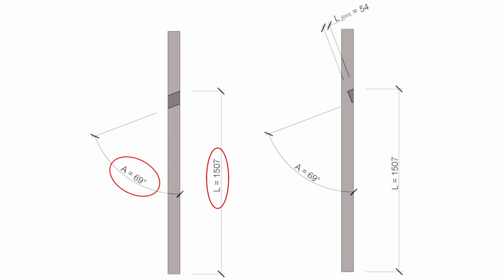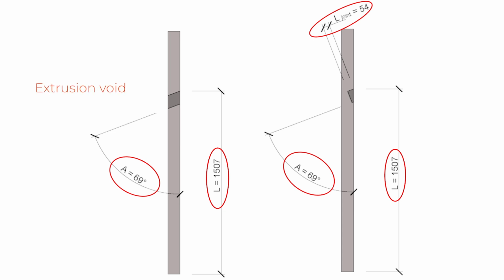For the joints that do not cut through the whole stick, we need the position of the joint, the angle of the joint, and we also need the length of the joint. We are going to construct the joints with the help of extrusion void, for this first type, where the joint cuts through the whole stick. And if the joint doesn't cut through the whole stick, then we are going to construct that joint with the help of sweep void.